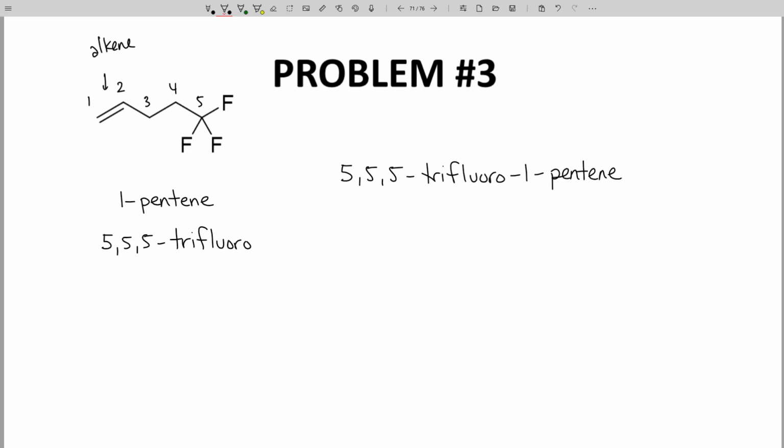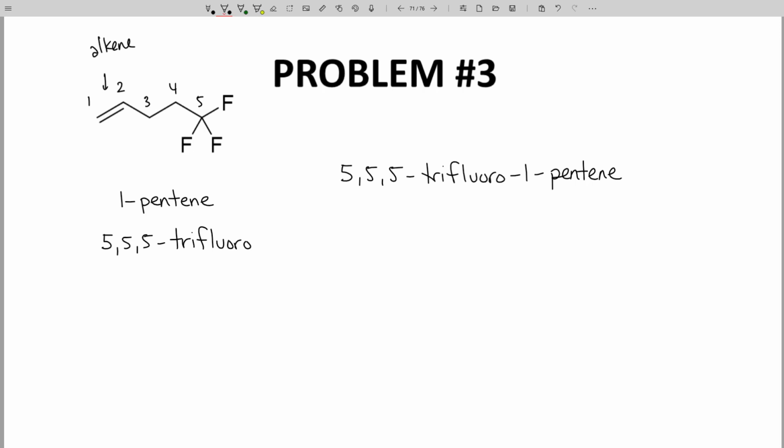Now the reason I included this problem is because as a student you might think, well, certainly those 3 fluorines are more important than the alkene. So we should make that fluorinated carbon position 1, which would put the alkene all the way on carbon 4.